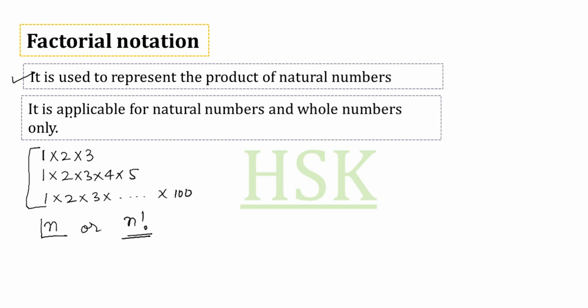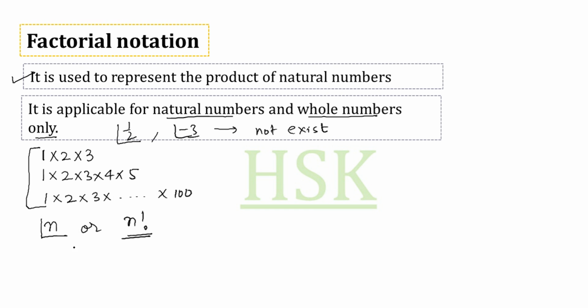It should be noted here that factorial is applicable for natural numbers as well as whole numbers. This means that it is not applicable for a fractional quantity. We cannot calculate the factorial of a fractional quantity or a negative quantity. This simply means that it does not exist. Its value cannot be calculated. It is a non-existing value.